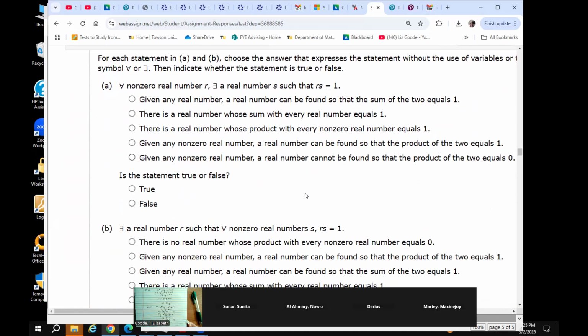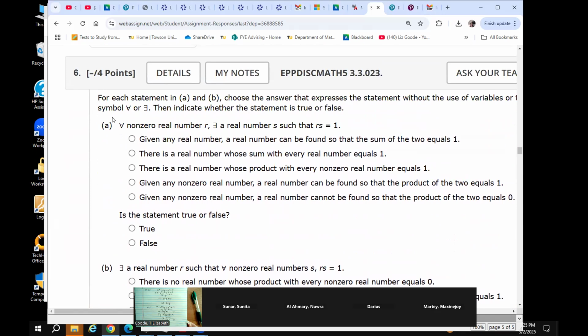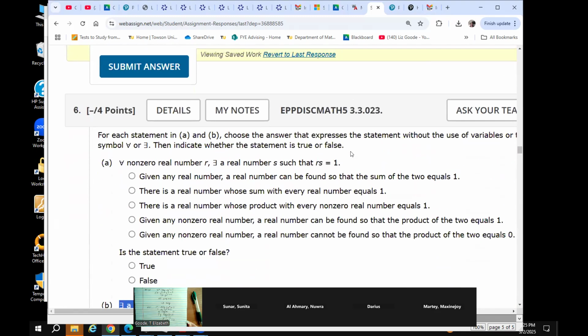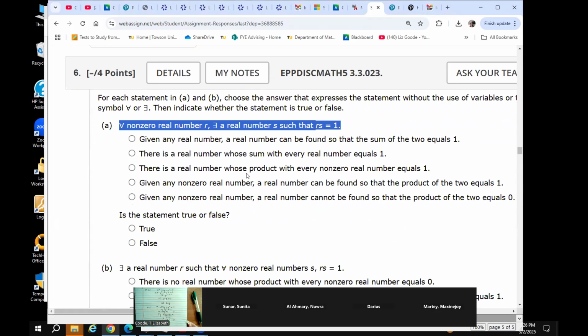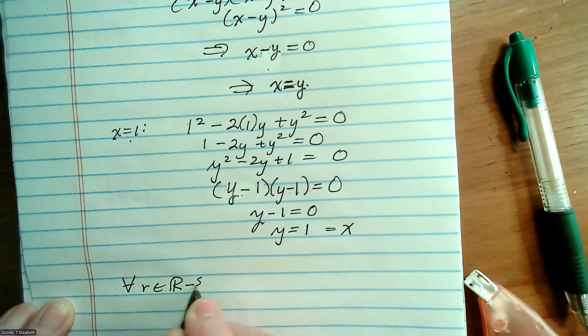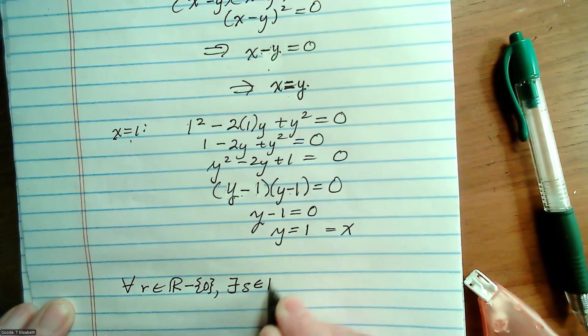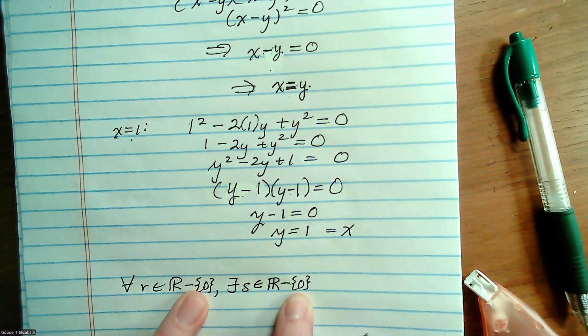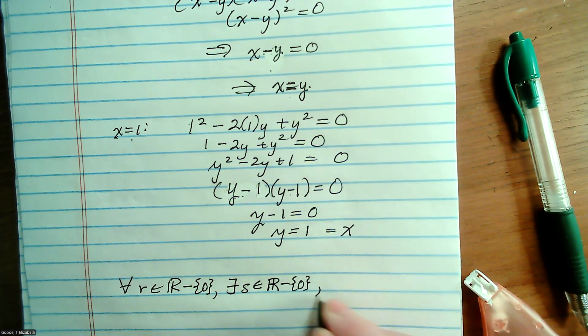Other questions from this homework? This is a little easier. This is more like what we did in class, number 6. These are just basic, simple facts about inverses. This one says for every non-zero real number R, there's a real number S such that the product is 1. Just think about some non-zero real numbers R. For all R in the reals minus 0, there exists an S in the reals minus 0. We didn't really talk about set subtraction, but that's what it is: just take the 0 out of the reals, such that RS equals 1.